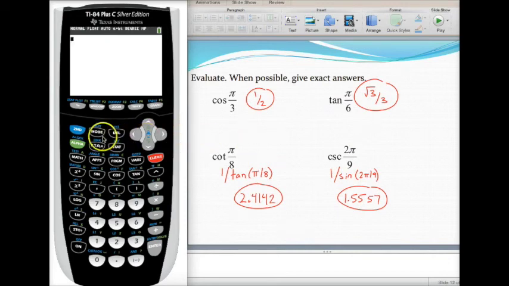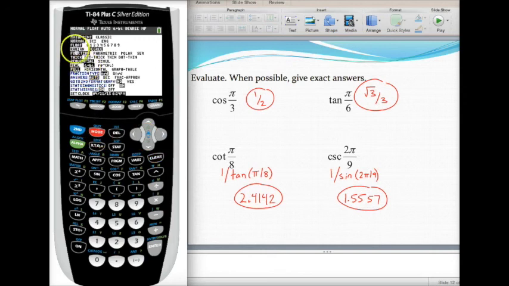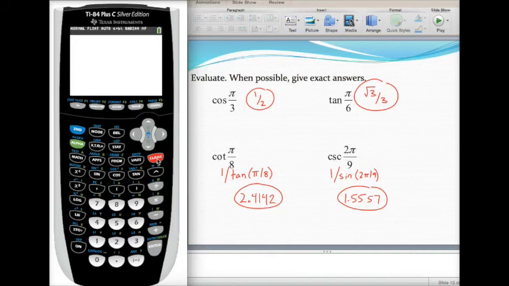So first thing is I have to make sure my calculator is in the right mode. Press the mode button and make sure radians is selected. You have to do this every time. If you're not in the right mode, every single problem will be wrong, and that's really bad. Now that I'm in radian mode, I can go ahead and use my calculator to evaluate these.